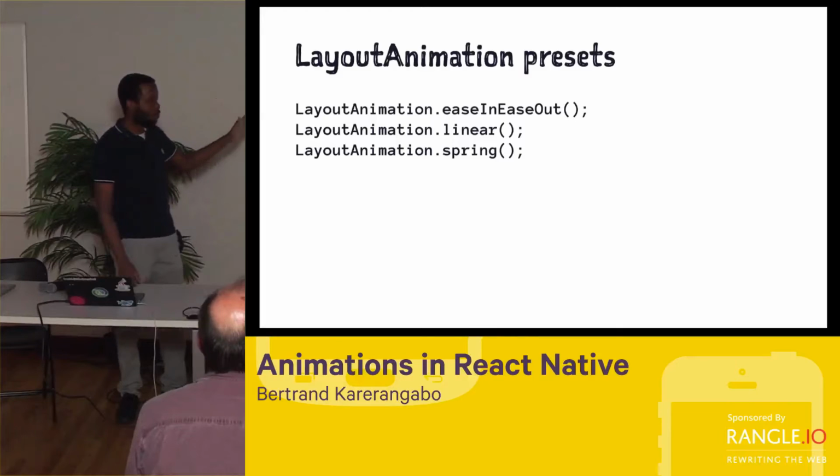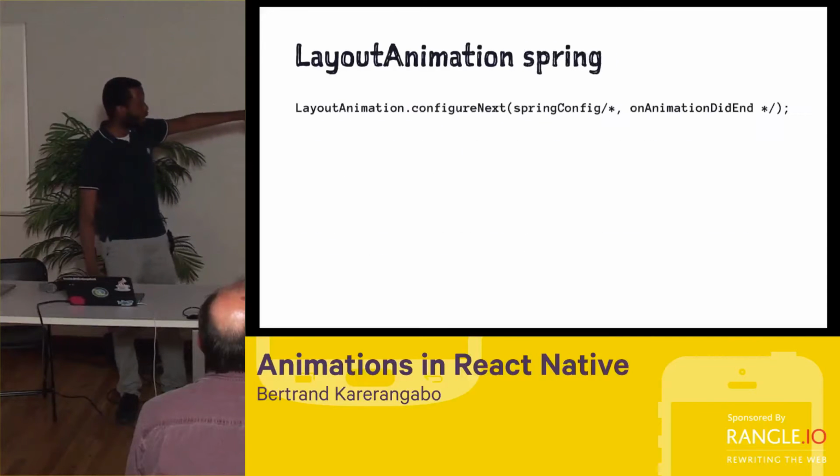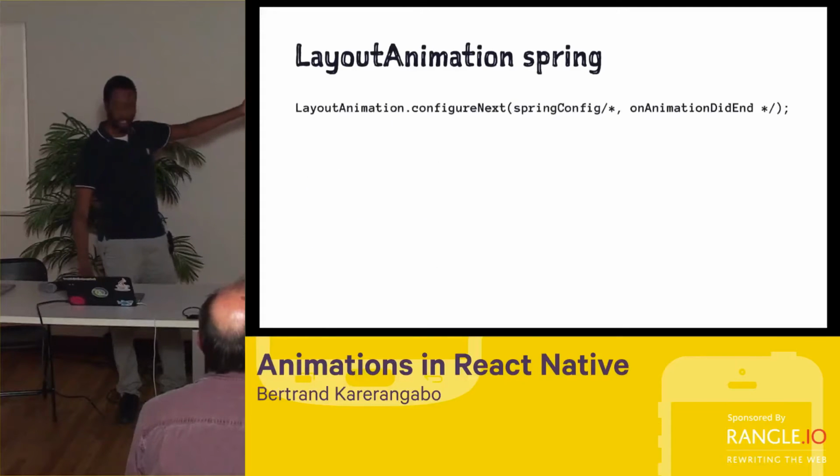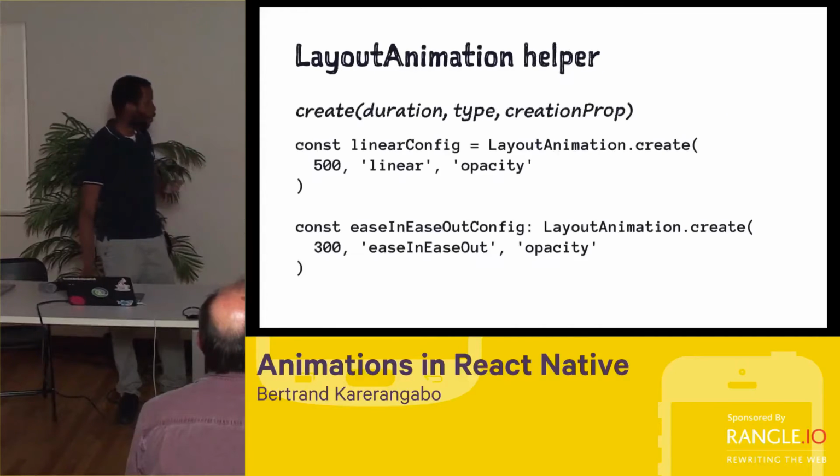We'll get to an example in about 2 seconds. You'll notice I'll just use spring here. I won't go through the trouble of recreating that thing. But it's not doing anything that you can't do yourself by just specifying this configuration map with a duration, create, update, delete, and passing it to configure next. It's essentially calling configure next with that object and not doing anything more clever.